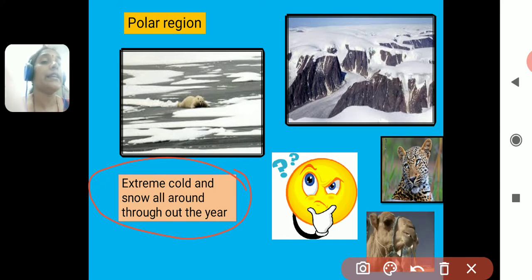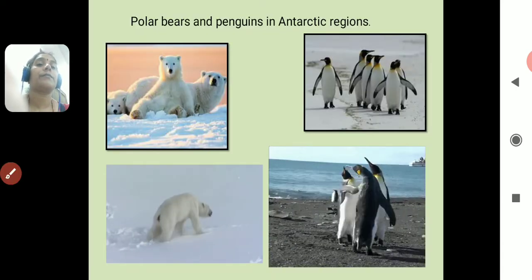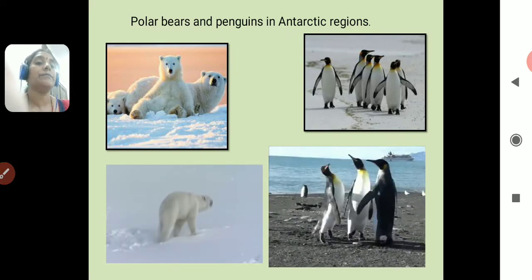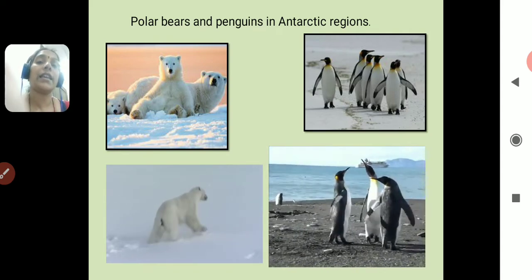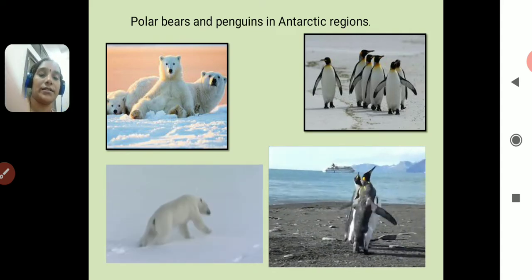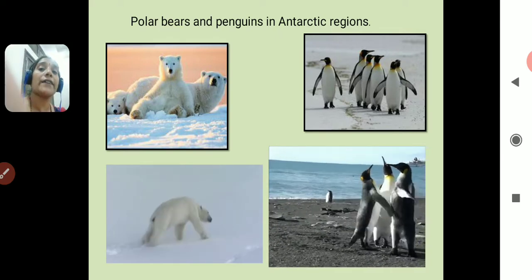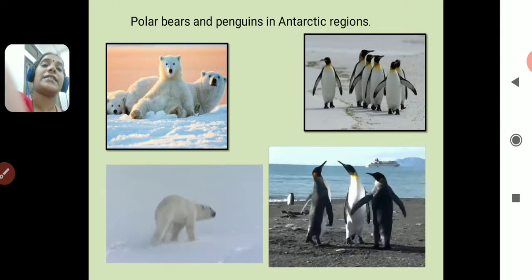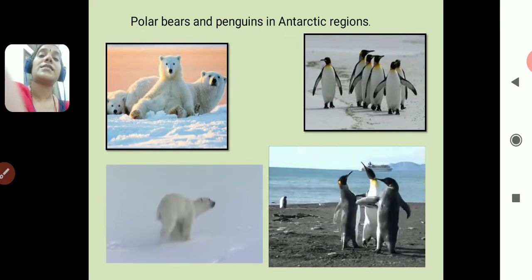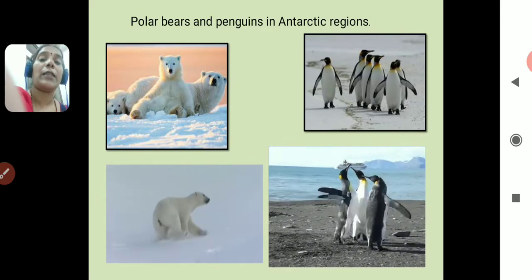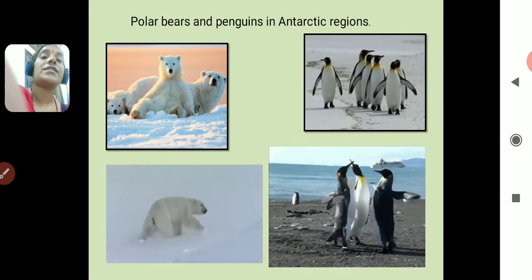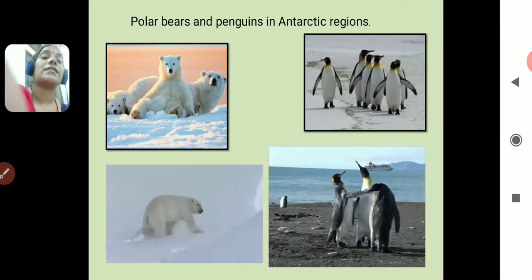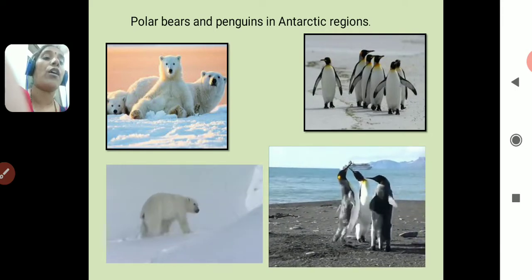So who can survive here, students? Let's observe. Can you identify them? Polar bear, and these are penguins. They can survive successfully in the polar region. How can they survive? They have some specific features, like skin. Their skin is thick and furry, which protects them from the extreme cold, and they survive successfully in such a surrounding.